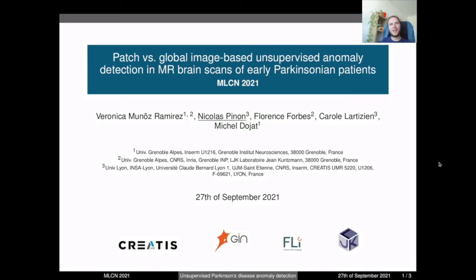Hello. Is it possible for a machine learning algorithm to detect early Parkinsonian patients when it has never seen any? That's what we will see in this collaborative work that we've done with Veronica Munoz Ramirez and involving 3 teams, a statistical team with Florence Forbes, an image processing team with Carole Lartizien, and a neuroimaging team with Michel Dojat.